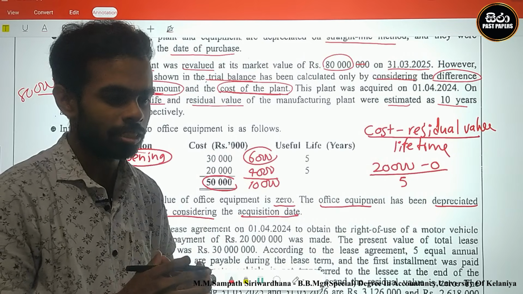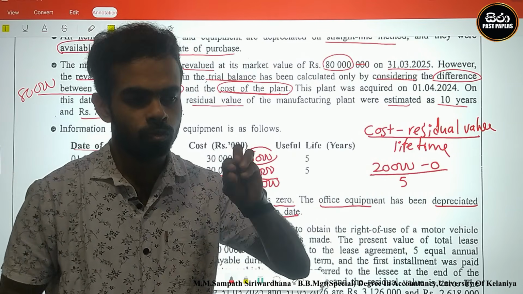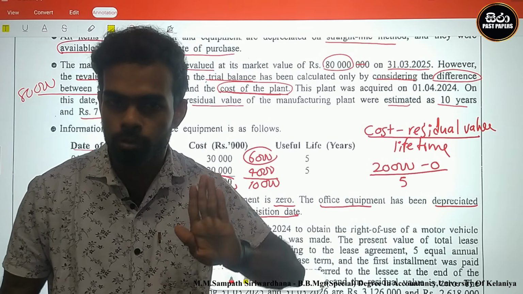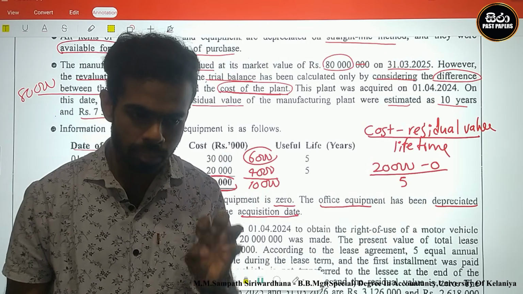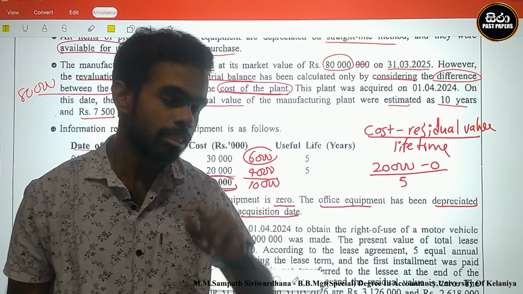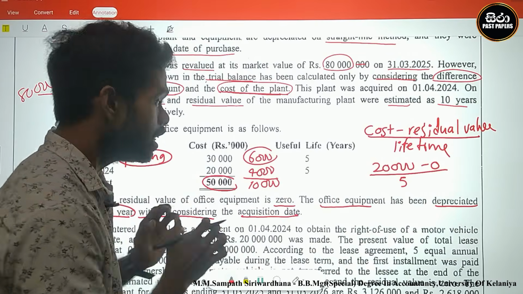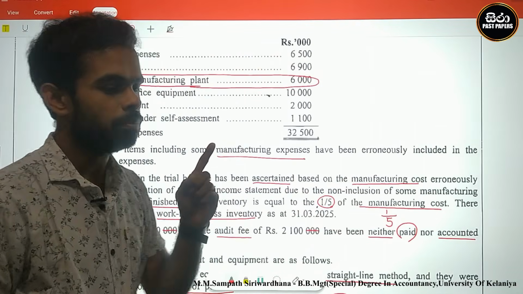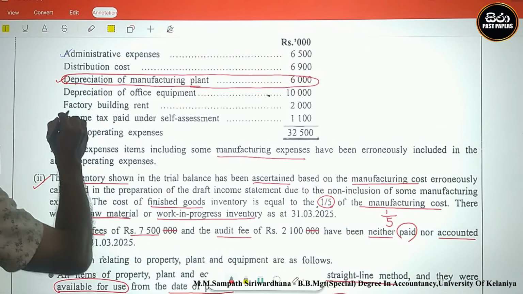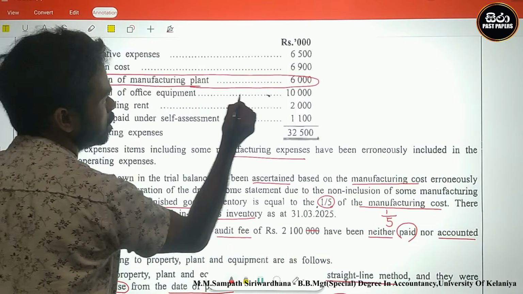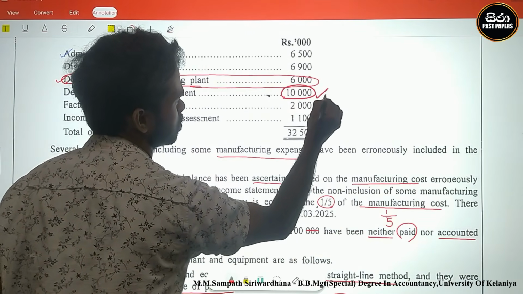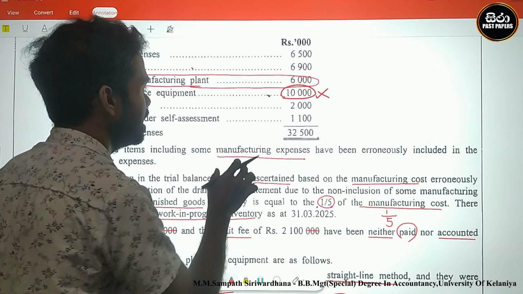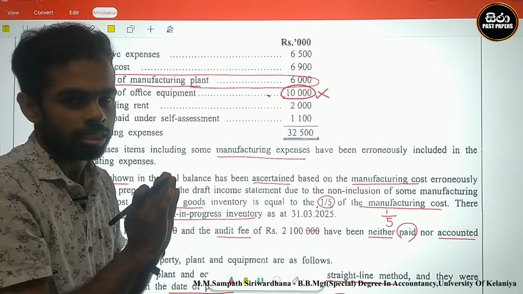For the 10,000 depreciation, what are the locations? You know, the office equipment annual depreciation double entry: depreciation expense debit, accumulated depreciation credit, wrong value of 10,000. We can see the 10,000 here: depreciation expense debit. Look here, depreciation of office equipment 10,000. This is the wrong value. Okay, I calculate the right value in future. This is the office equipment depreciation expense.